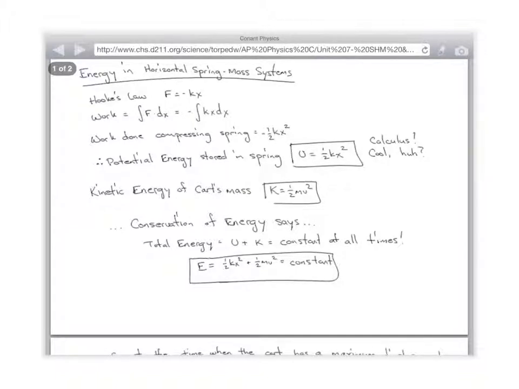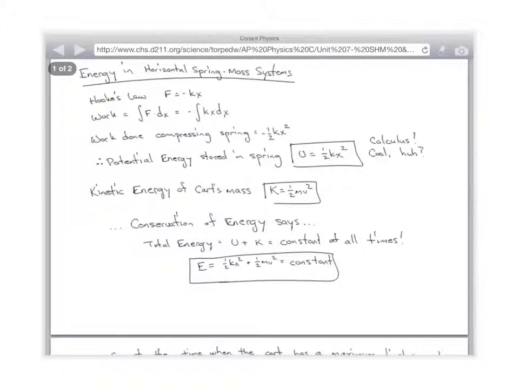I do not want to see 1/2 kx squared equals 1/2 mv squared. Why not? Because it doesn't always. They don't equal each other, except for one really weird point. At the center, 1/2 kx squared is 0, so it doesn't equal 1/2 mv squared. Never, ever write 1/2 kx squared equals 1/2 mv squared.